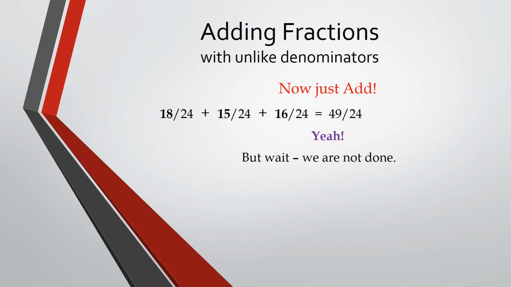Now just add them up. 18 plus 15 plus 16 is 49 over 24. Remember, just add the numerators, not the denominators. Yay! But wait, we are not quite done.